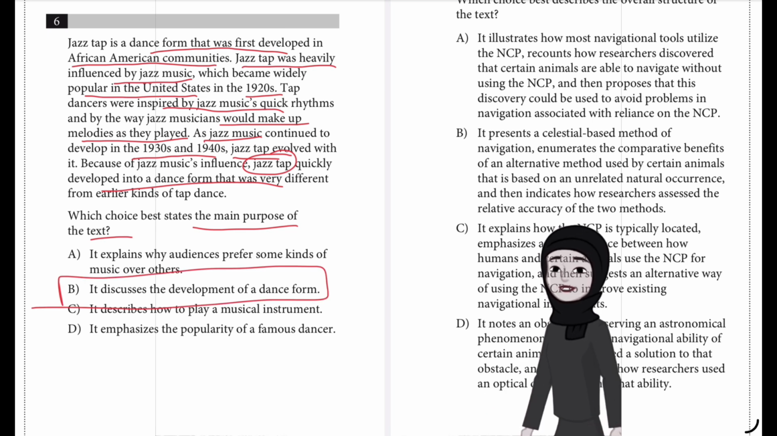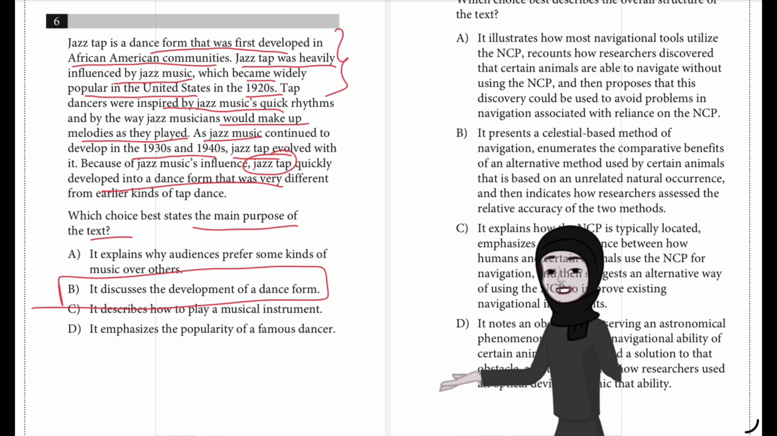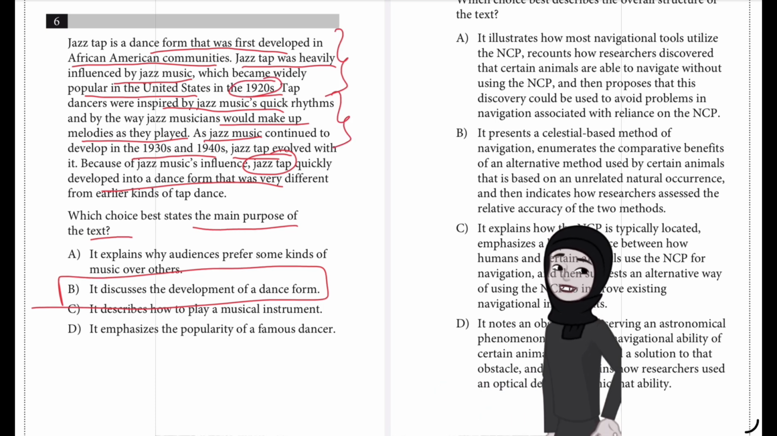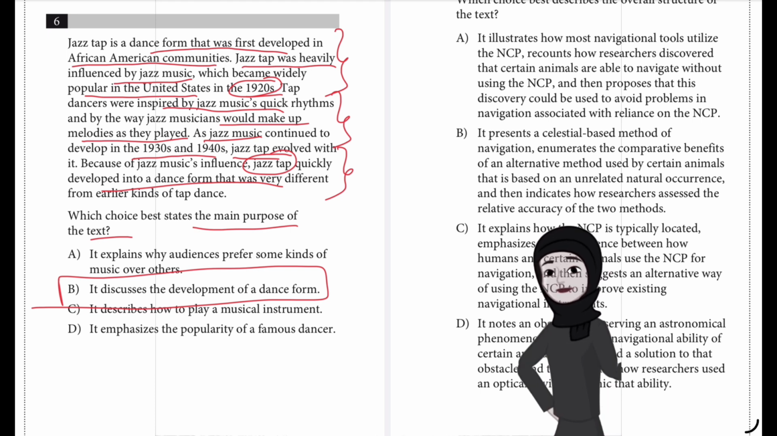So, what is the main purpose of the text? If you said B, well done, it discusses the development of a dance form. The paragraph is first showing how it came to be, almost when it was kind of invented, and how it grew with jazz music, and how it developed into a proper dance form now. So, choice B is the best answer because it best describes the main purpose of the text.